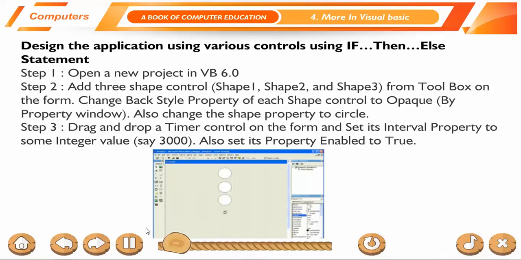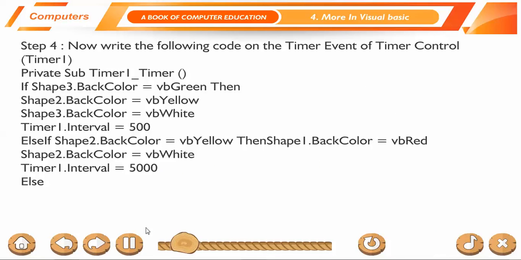Step 3: Drag and drop a timer control on the form and set its Interval property to some integer value, say 3000. Also, set its Enabled property to true. Step 4: Now, write the following code in the Timer event of the timer control Timer1.